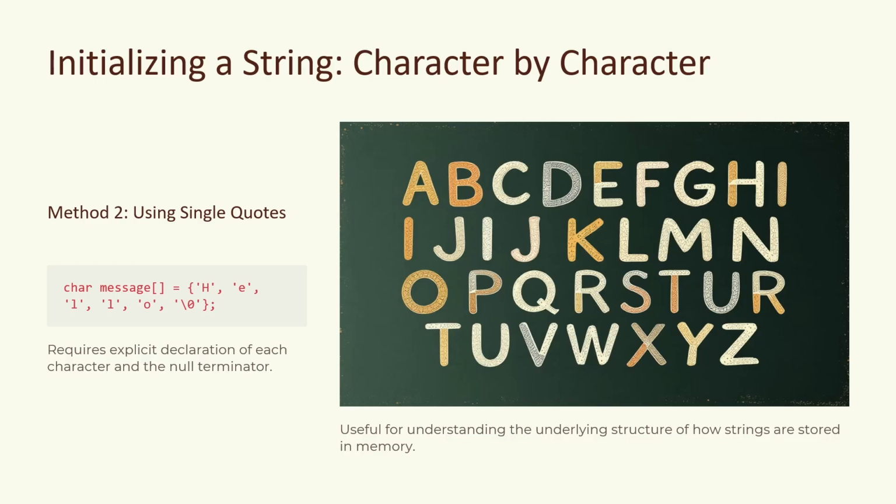Now we are going to see how we can initialize a string, the second method using single quotes. Another method of string initialization is assigning characters individually using single quotes. In this approach, every character must be specified separately, and importantly, the null character must be added manually at the end. As we have seen, char message, HELLO and the null character are each included in single quotes.